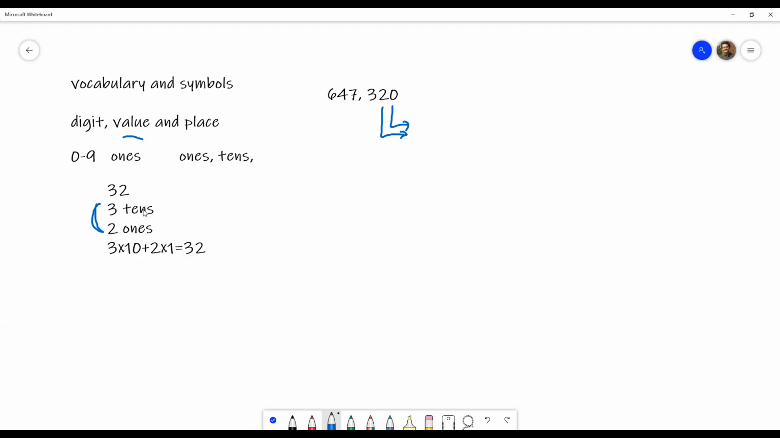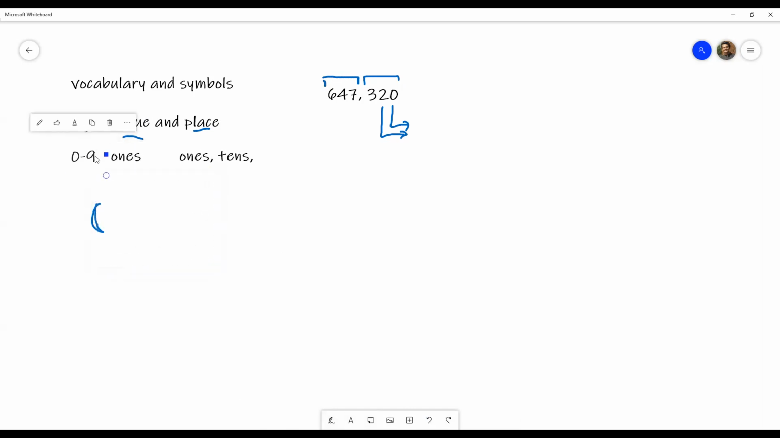So it's like 3 tens, 2 ones. These are called the value. And then the places, like this we know is the place of 1,000. This is the place of 1. So you get this idea, place. Okay, and then there is some other vocabulary and symbols that you're going to need for this. Let me remove this first.